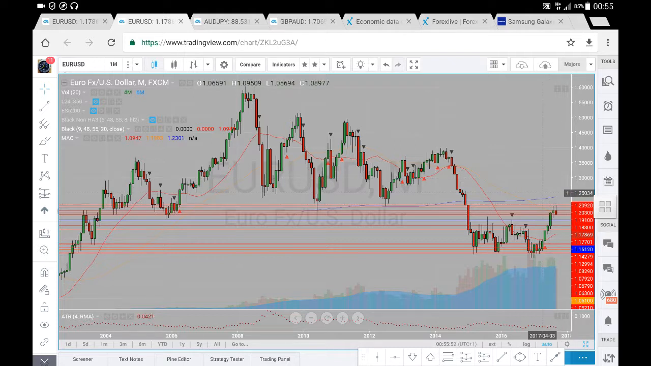I was expecting price to get up to 122, 123 before possibly showing a bit of a pullback, but we decided to get a bit of a pullback based on the political environment in the Eurozone.